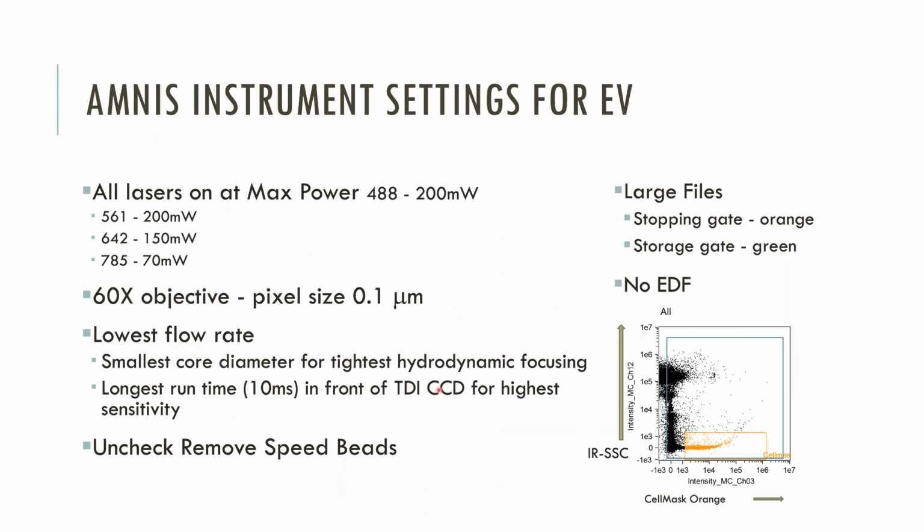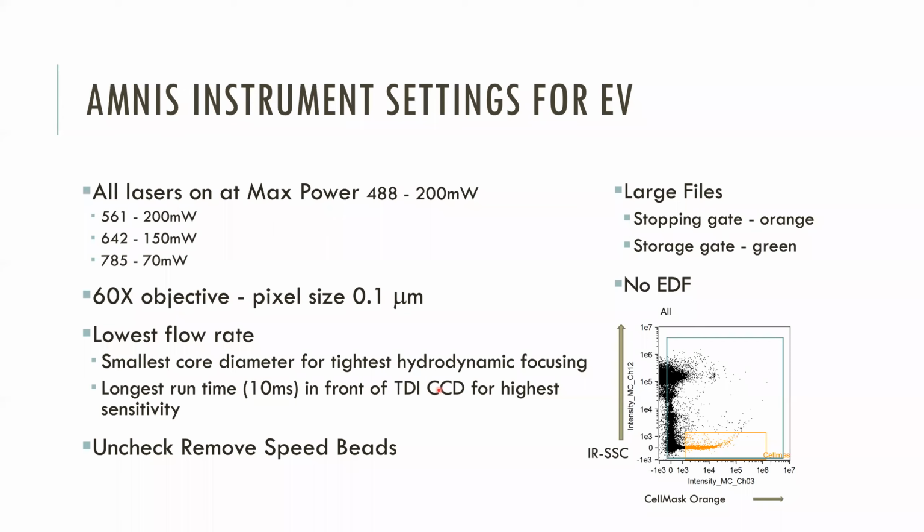So a lot of people have asked when I've discussed this project about the instrument settings that you would use for the EV. Basically, on the AMNIS, you're going to want everything set to its most sensitive. So all lasers are on at max power. There is no sensitivity setting for the CCD cameras, only the power modulation on the lasers on this instrument. You need to have the 60x, your highest power objective in. The pixel size there is about equivalent to the size of the EV, so you're not going to have a lot of pixels being filled up.